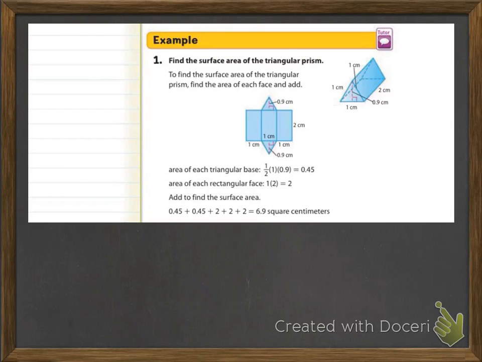So let's go ahead and look at example 1. Here in this one, we're going to show you how to find the surface area of a triangular prism. Now, they gave you two pictures here. They gave you the three-dimensional picture with all the numbers coming out of it, and they also gave you the net of the same exact triangular prism.